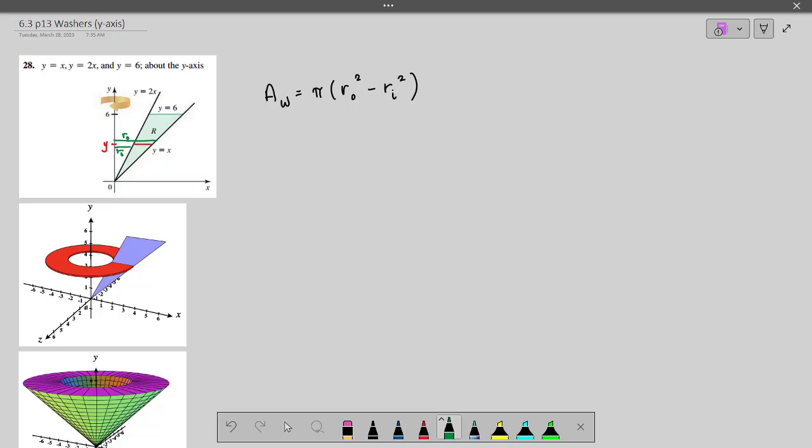So everybody's seeing the RI and the RO okay? The RI is the distance from the y-axis to that first curve. And then the R sub O is the distance from the axis over to that second curve, the further one.